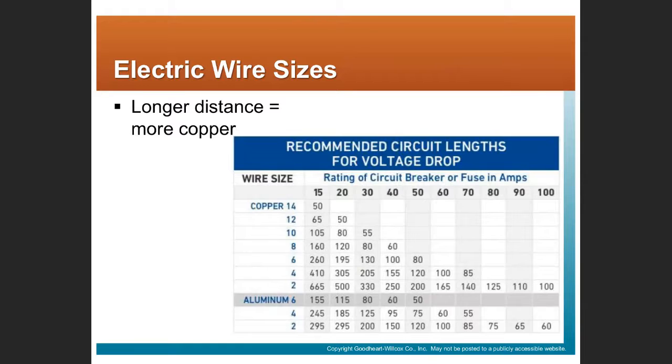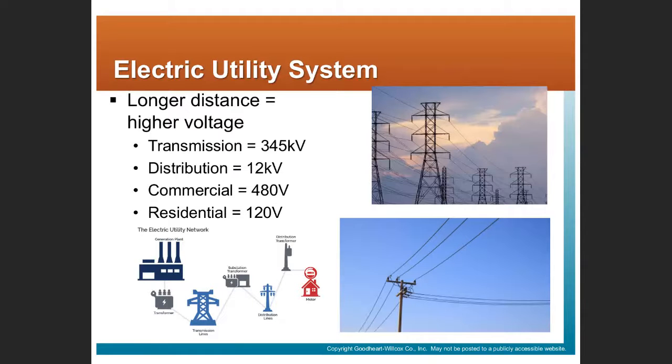Same thing, longer distance, more copper. How do we account for that, right? Remember, power equals volts times amps, so there's a limit to what we can do on the amp side, so we increase the voltage, right? We go from 120 volts in our residence to perhaps 480 volts in commercial, and 12,000 volts in the lines overhead distributing electricity to our neighborhood, and even higher than that in the transmission towers that are bringing electricity to an entire city.